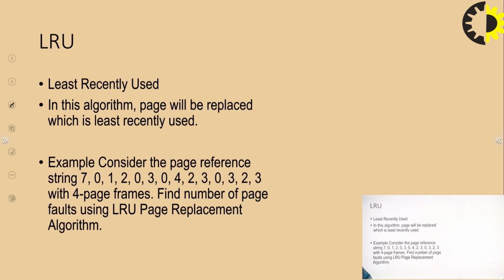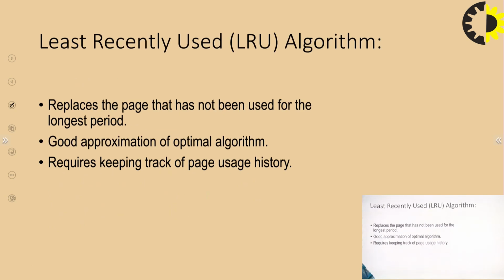Now the least recently used. Least recently used means the page that is least recently used will be replaced. It replaces the page that has not been used for the longest period. In first in, first out, you replace the page which came first. But in least recently used, the page replaced is the one that has not been used for the longest period. It is a good approximation of the optimal algorithm and it requires keeping track of the page history.